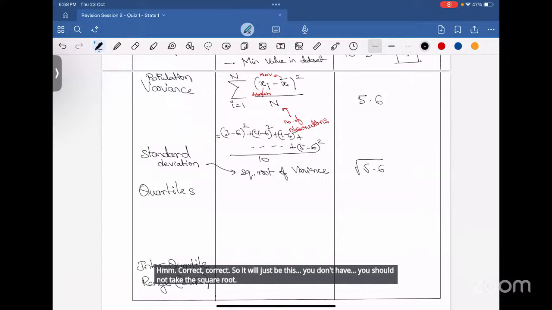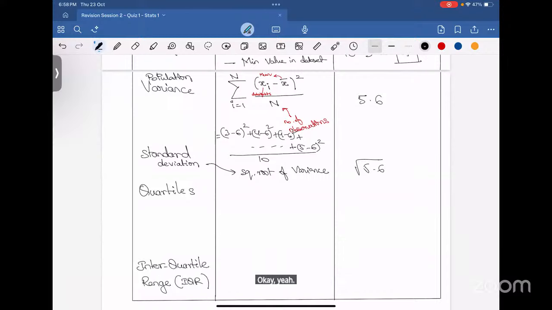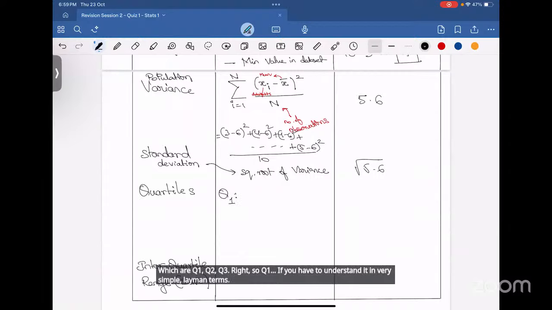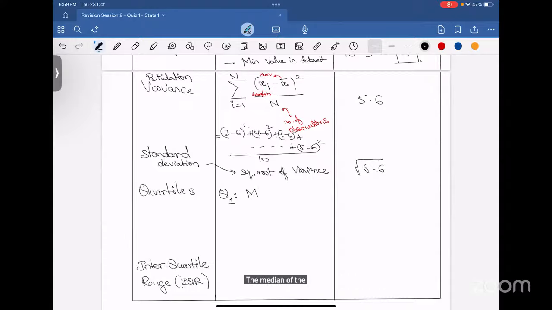Okay, sir. Yeah. And next comes the quartiles, which are Q1, Q2, Q3. Right. So if you have to understand it in very simple layman terms, Q1 is basically the median of the lower half.